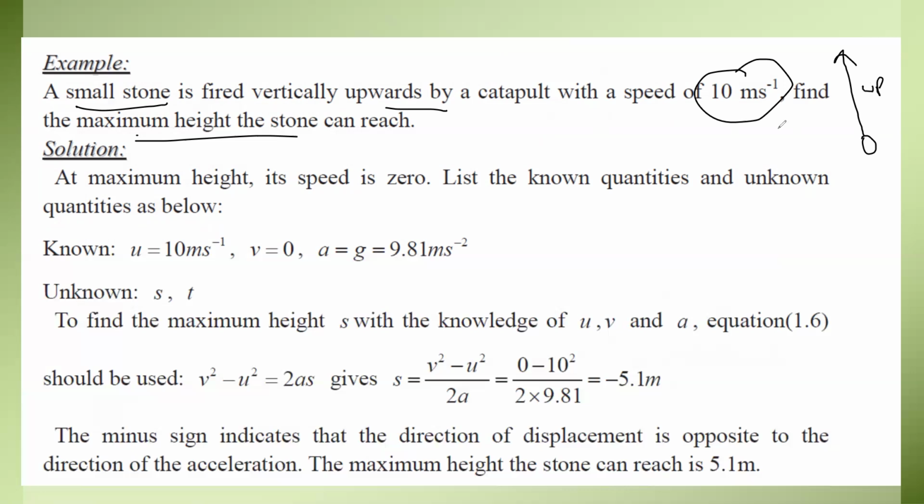When the object is moving vertically upward, initially it will have some speed. So what is the initial speed? The initial speed is 10 meters per second. We need the maximum height. What will be the speed at the maximum height? The speed at the maximum height will be 0. What about the acceleration, positive or negative? Negative. So we'll consider it as negative.